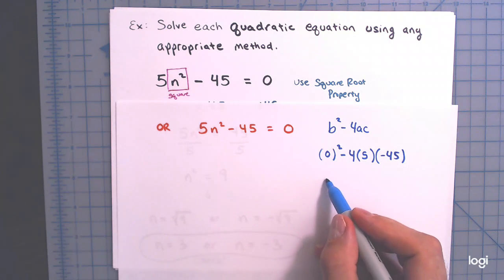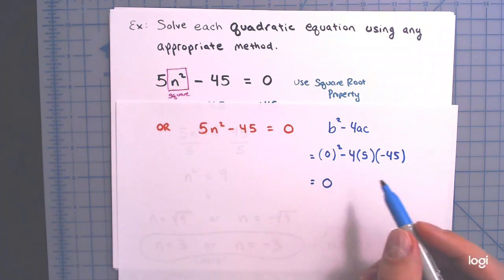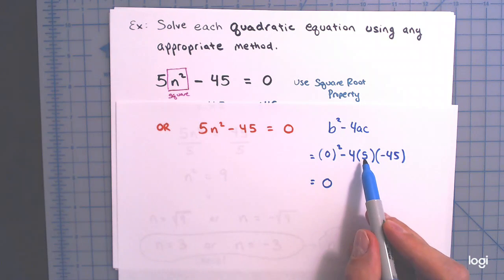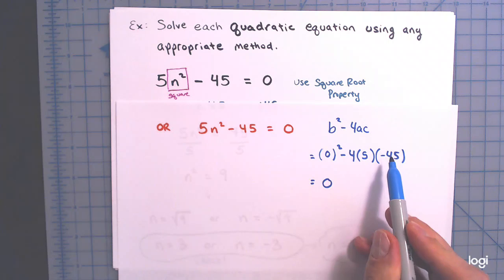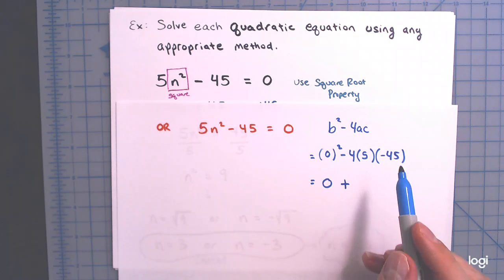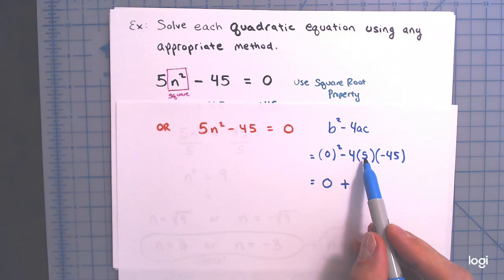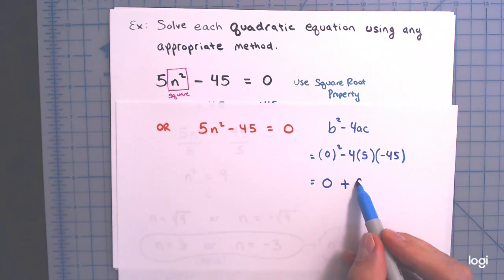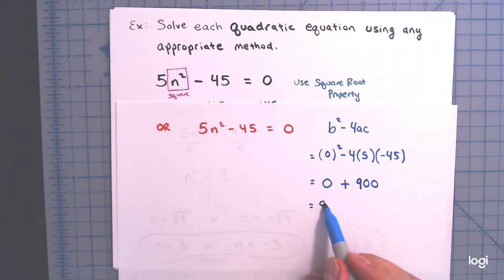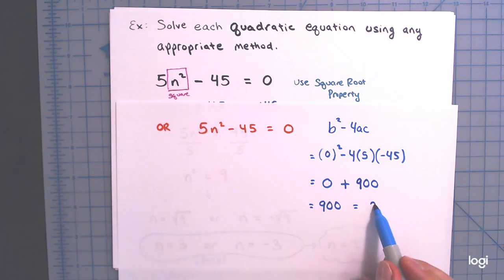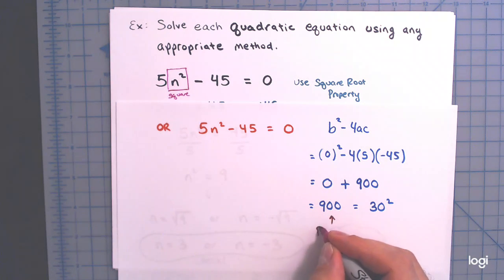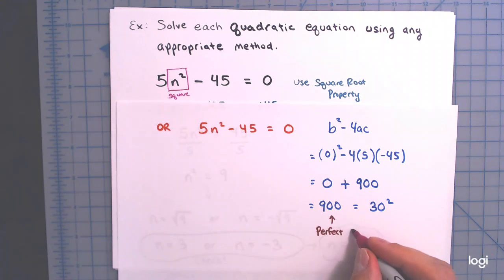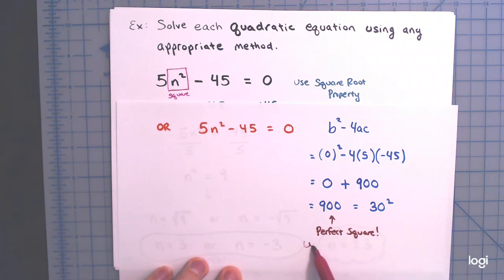So I have 0, and then a negative times a positive would be a negative, and then times a negative again would be a positive. Right? So plus. Now 4 times 5 is 20, and then 20 times 45 would be 900. And 900 is actually 30 squared, right? That is a rational number squared. This is a perfect square. That means we should be able to factor. That means we can solve by factoring if we want as well.